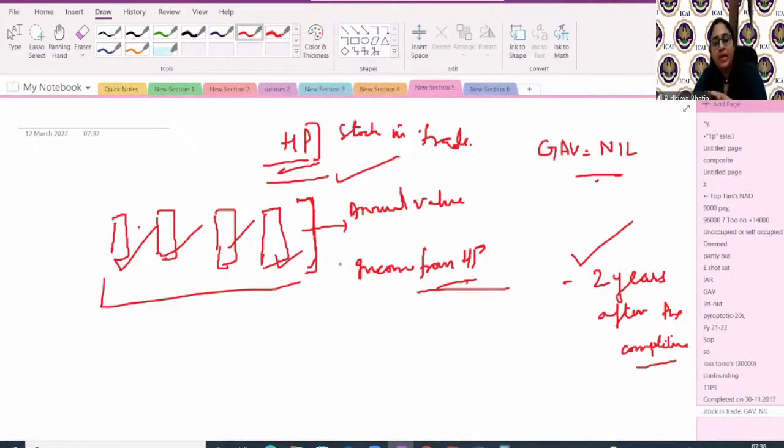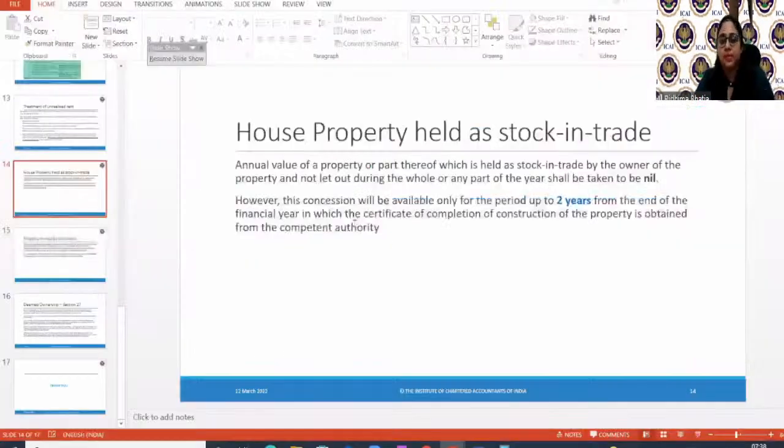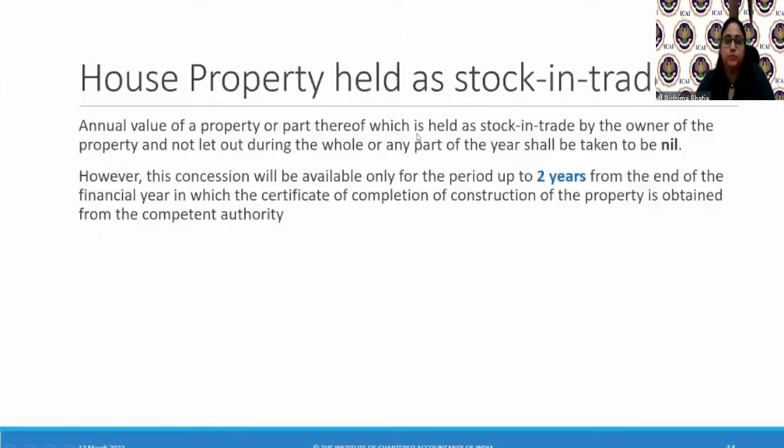from the end of that year, for the next 2 years, the gross annual value would be nil. Hence, they would not be taxed. But after 2 years, we'll take them as deemed let out property, and this is the concept. The annual value of the property or part of the property, which is held as stock in trade by the owner and not let out during the whole or any part of the year, shall be taken as nil.